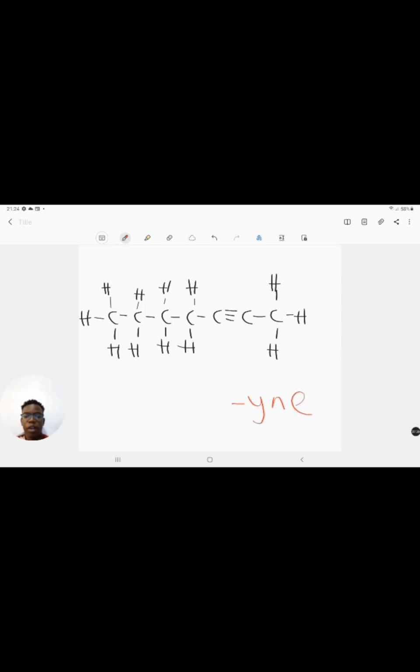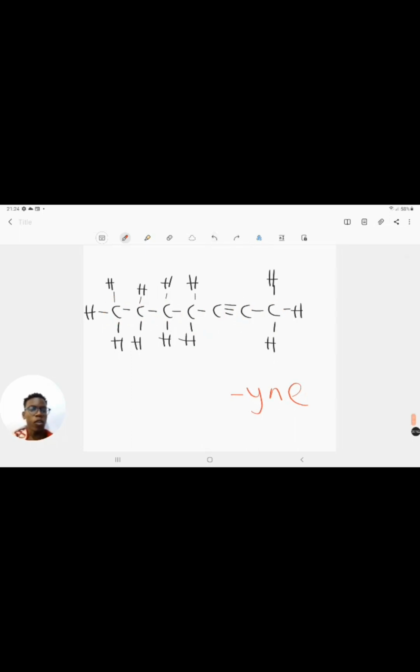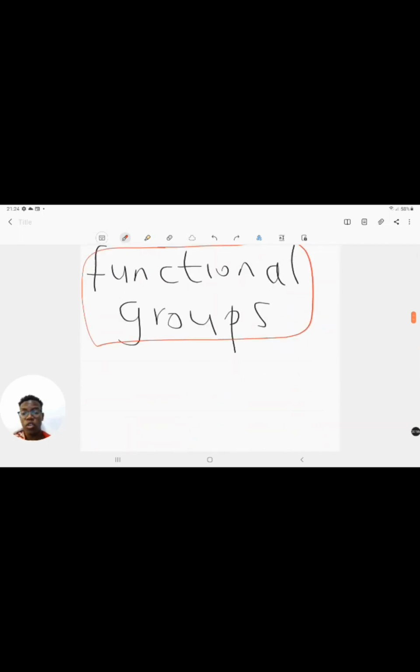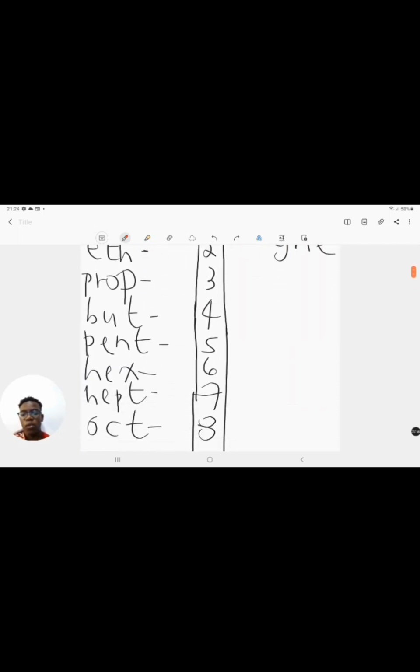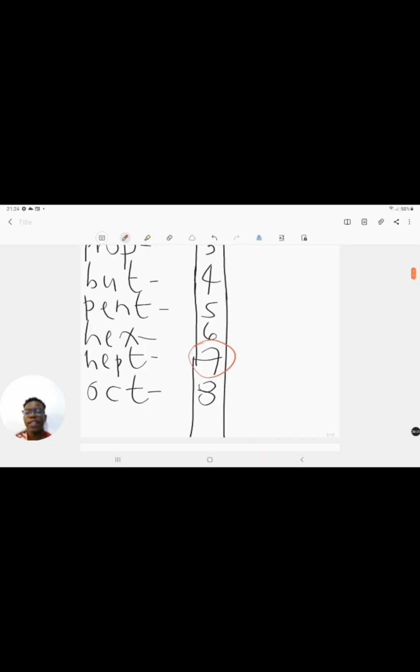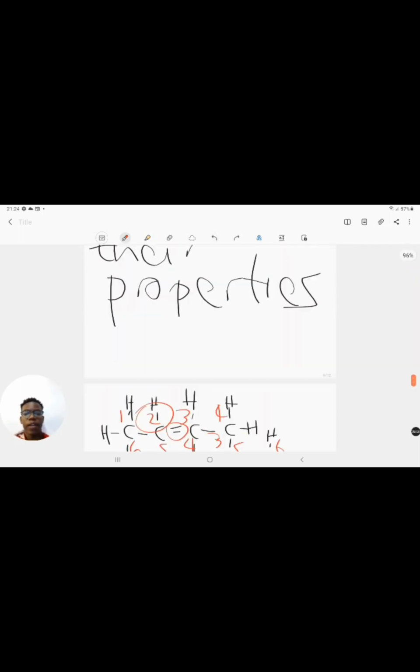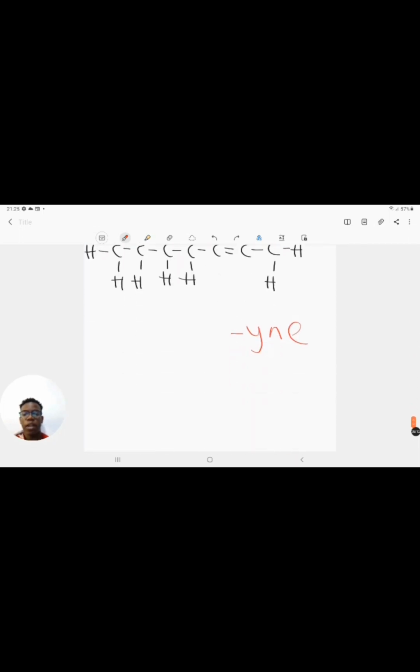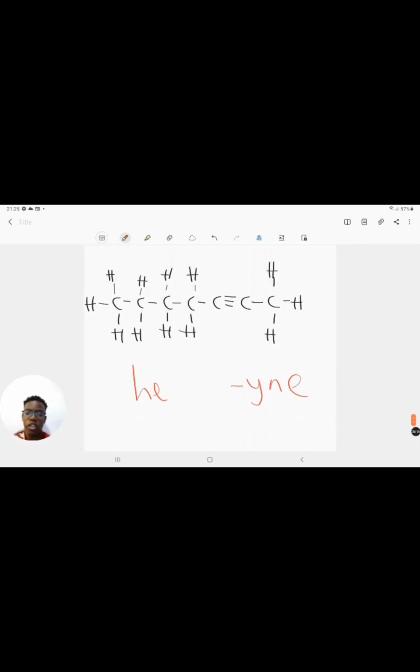What is the first part of the name? The first part of the name is given to us by the number of carbon atoms. How many carbon atoms do we have here? We've got 1, 2, 3, 4, 5, 6, 7. We've got 7 carbon atoms. If we go back to our table, the table that you should memorize, you should know off by heart, there's my 7 because I've got 7 carbon atoms. 7 is related to the word hept. So the first part of the name is going to be hept, right? I'm going to write HEPT.